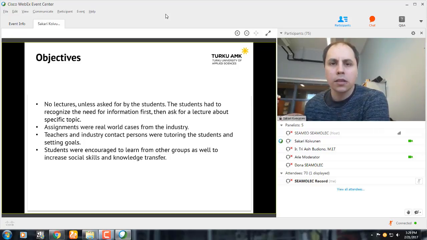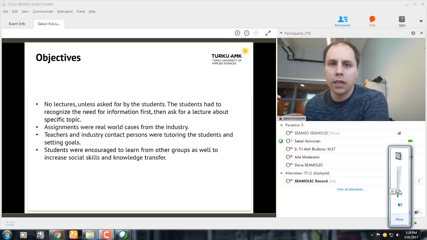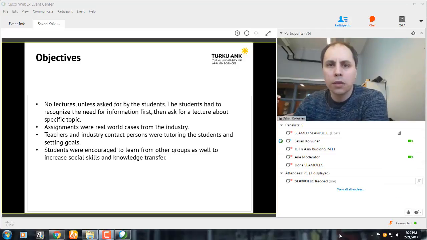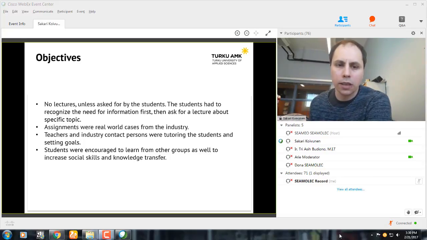And one more thing is that the students are encouraged to learn from each other. So we try to arrange different meetings and different ways to share information, so they will understand that it's not only the teacher who can help them, but their peers and colleagues as well.